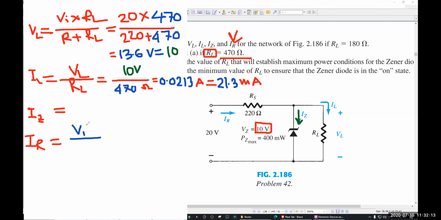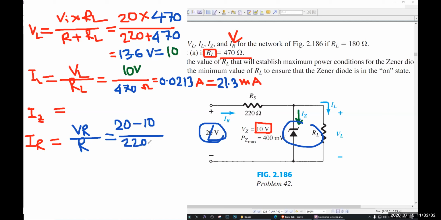What is the formula? VR divided by R. What is your VR? VR is actually VI minus VZ. VZ is 10, so VR is 20 minus 10, which is equal to 10, divided by 220. So 10 divided by 220 is 0.04545, something like that. If I multiply by 1000, the value is 45.45.